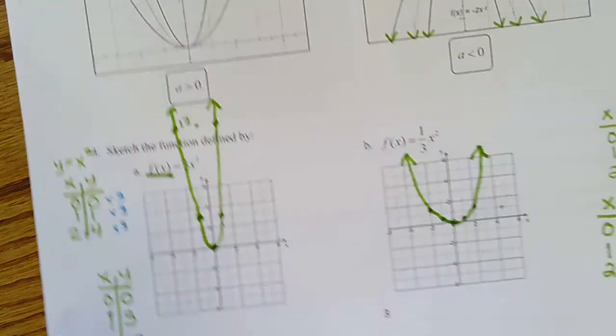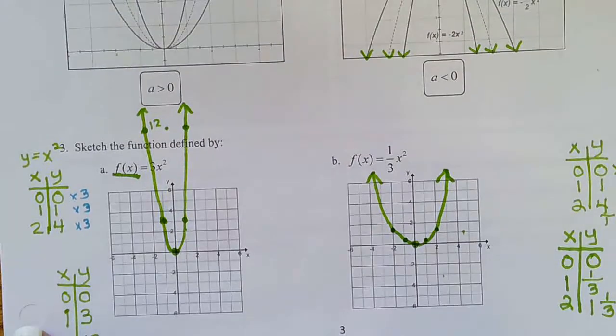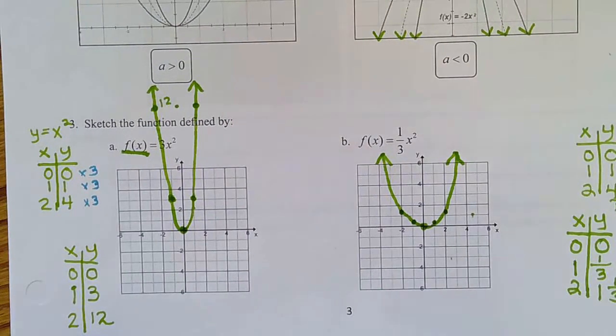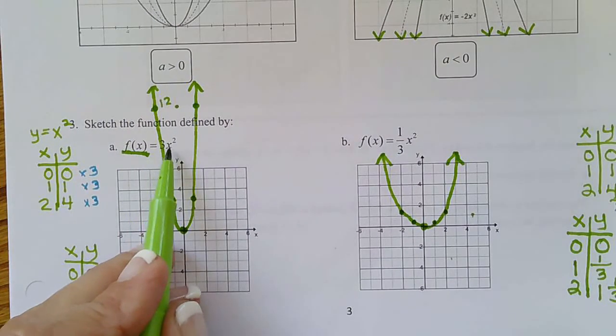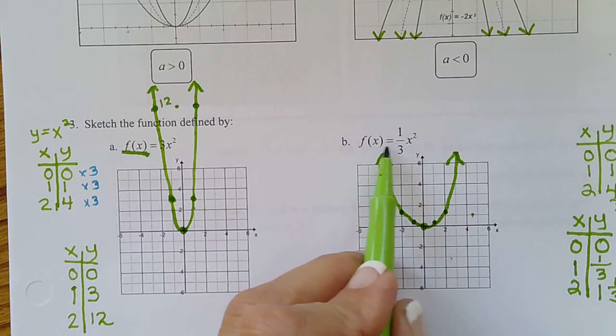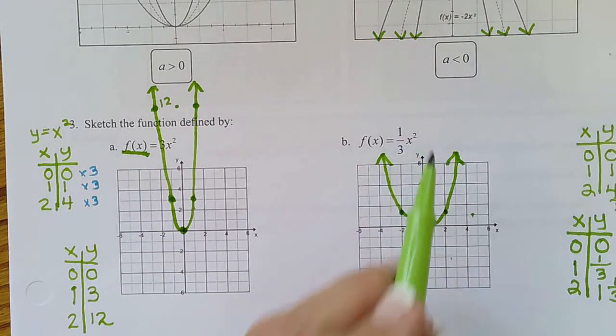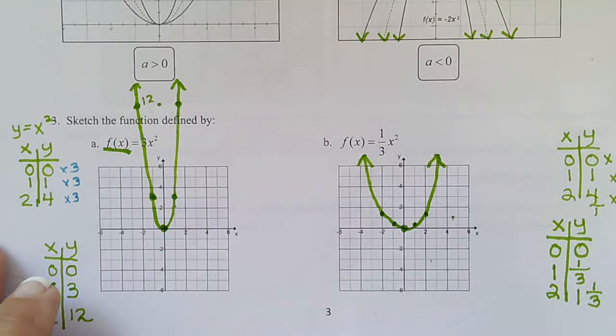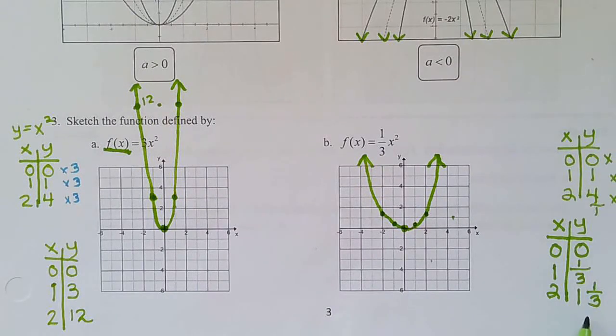So you have to think of that number in front as just being y is 3 times, going up 3 times faster. Y is 1/3 times something. And when you take a third of something, that makes it smaller. That's why these numbers are smaller. These numbers are larger.